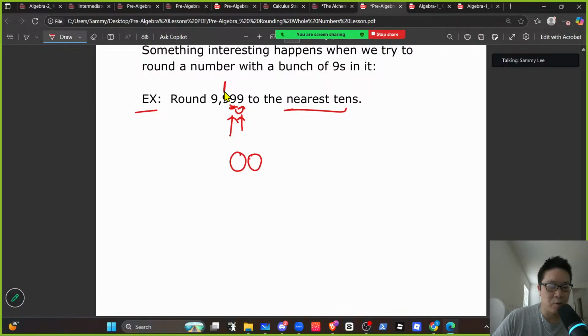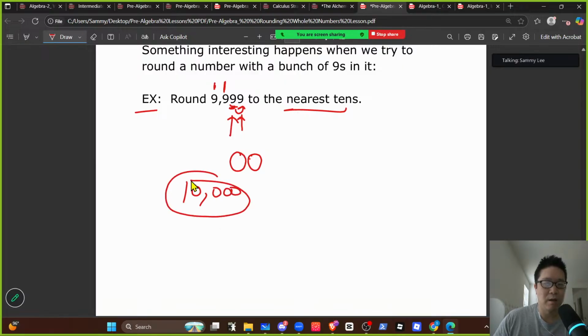Well, 1 plus 9 is a 10. So that's also going to get carried over to the next one, and that's going to be a 10. So the whole thing's going to get rounded up till you get to 10,000. Did I get it right? Yeah. All right. Let's try another one.